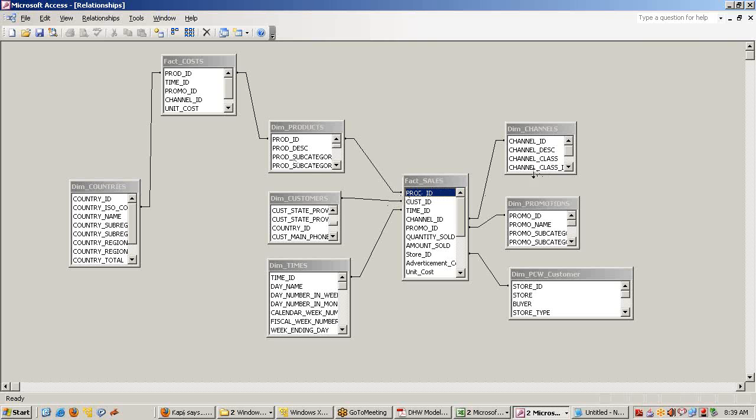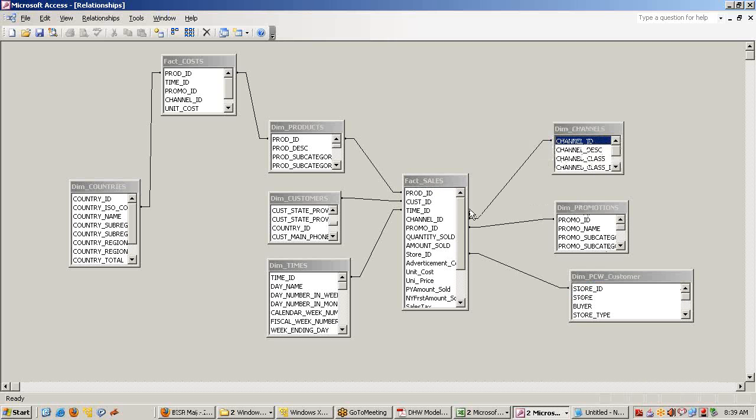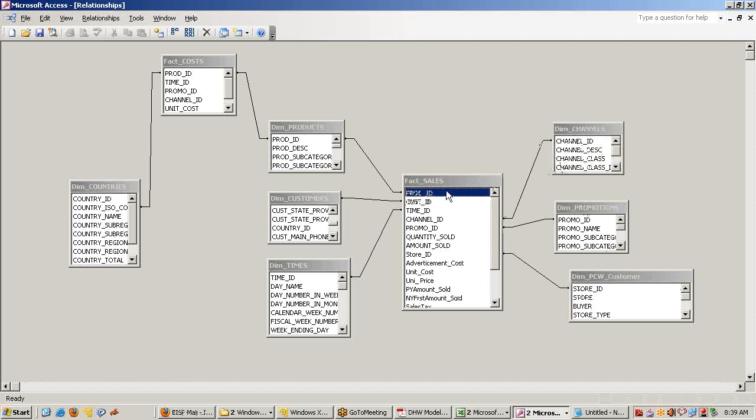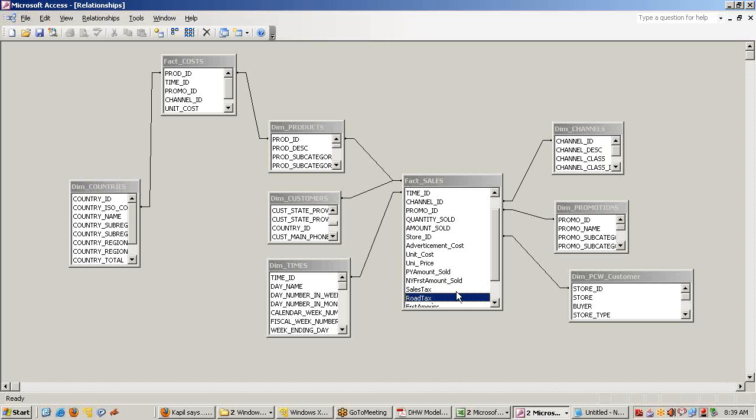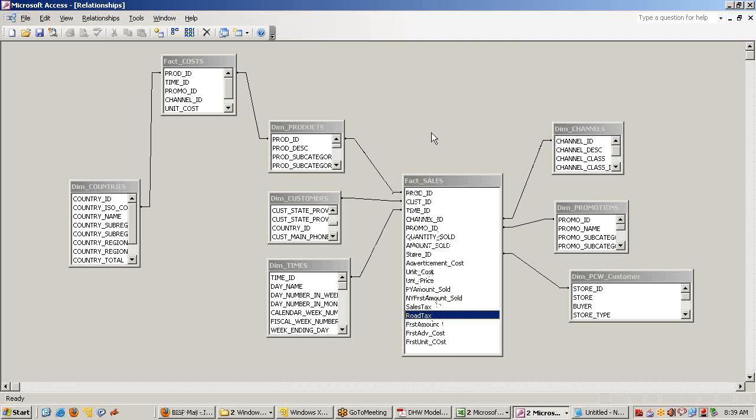So in this example, you can see the tables are organized in terms of facts and dimensions. What does a fact table consist of? My fact table consists of foreign keys. You can see product ID is a foreign key for the product dimension table. Customer ID is a foreign key for the customer table. Therefore, my fact table consists of foreign keys with respect to various dimensions and numeric facts, right? Advertisement cost, unit cost, sale tax, road tax, all these are numerics or facts, and we eventually perform the calculation analysis on them.